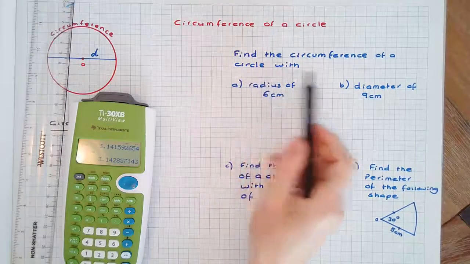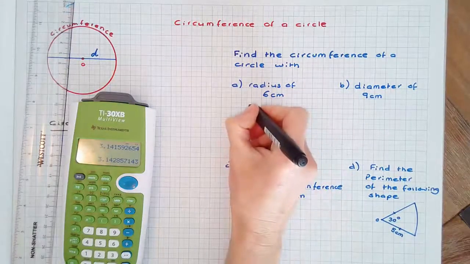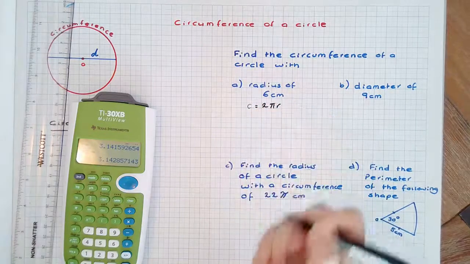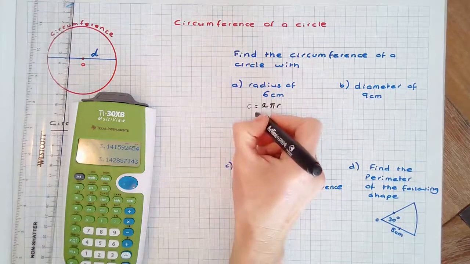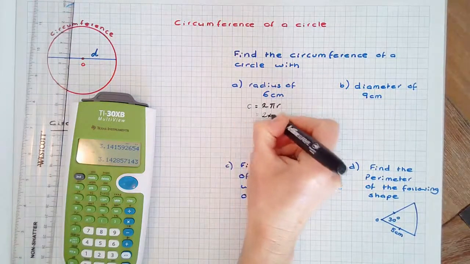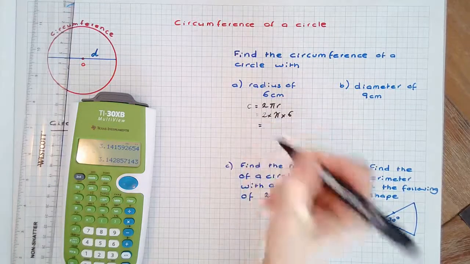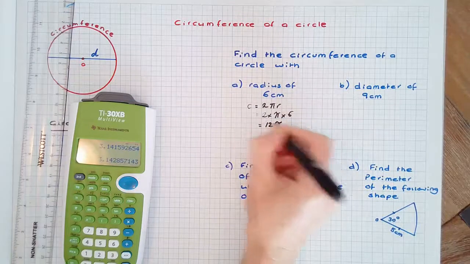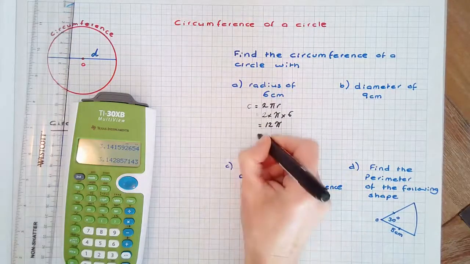Question A, find the circumference of a circle with a radius 6. Always write the formula, circumference equals 2 pi r. And we're going to use pi on the calculator today to be exact. That is 2 times pi times the radius of 6. If I went 2 times 6, I get 12 pi. That's the most exact answer. But let's round our answers to, say, 2 decimal places.